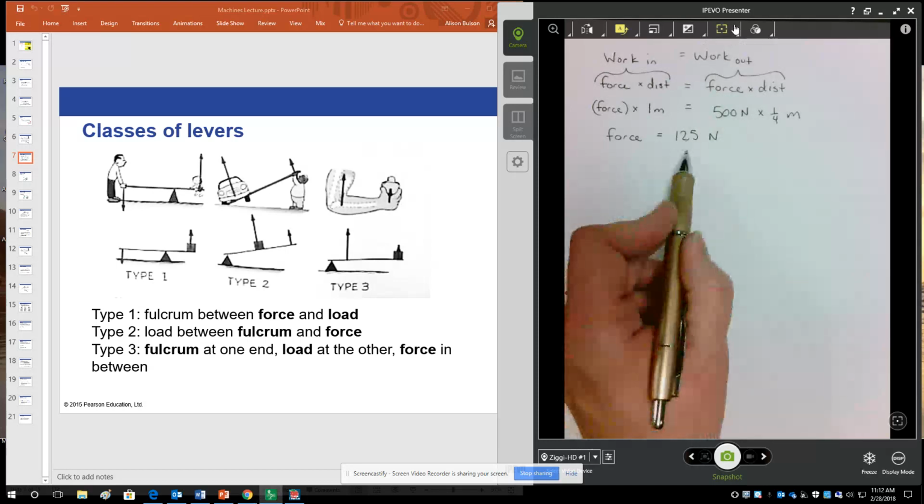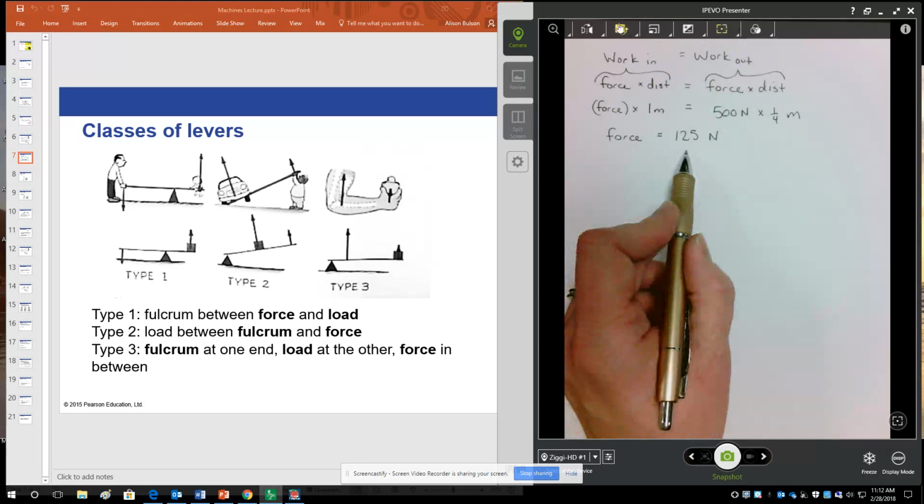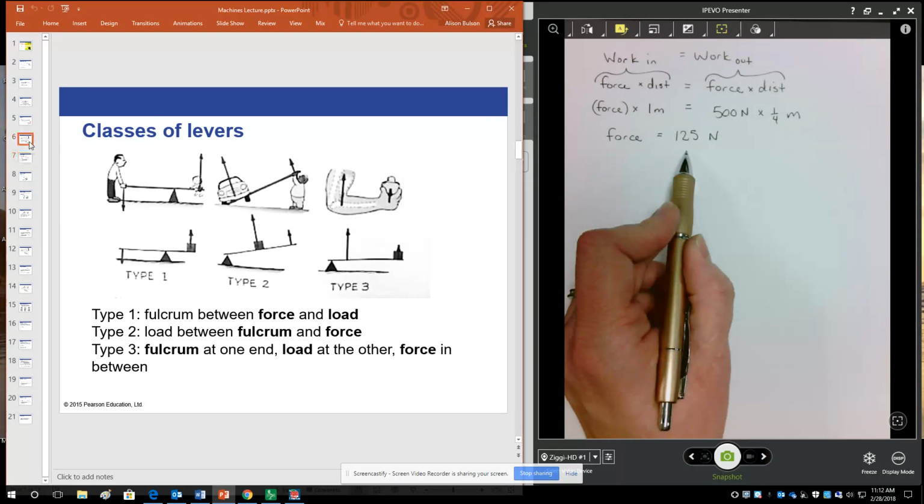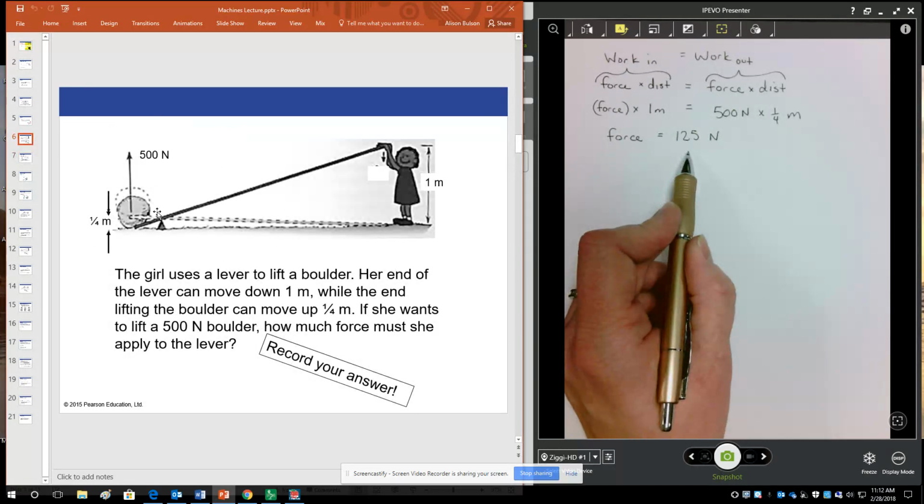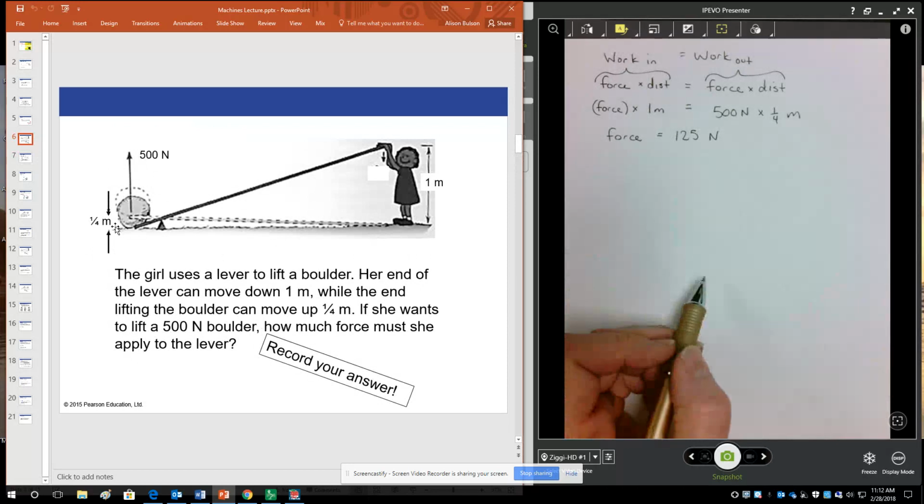So she pushes with 125 newtons over a distance of 1 meter. And as a result, a 500 Newton rock moves up 1/4 of a meter.